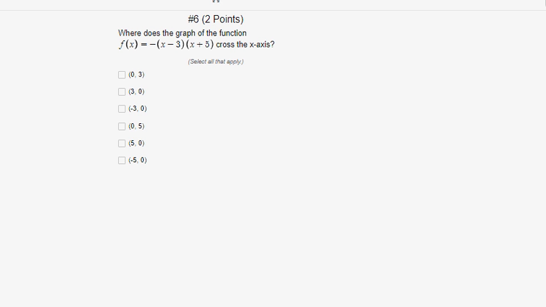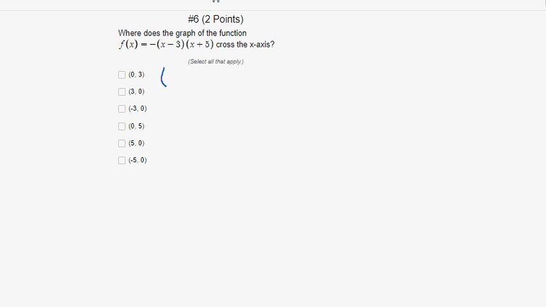Now, where does the graph of this function cross the x-axis? Recognizing this is in factored form, we need the solutions. The solutions are the roots, which are the x-intercepts. So we change the sign here. Well, I should do it this way.